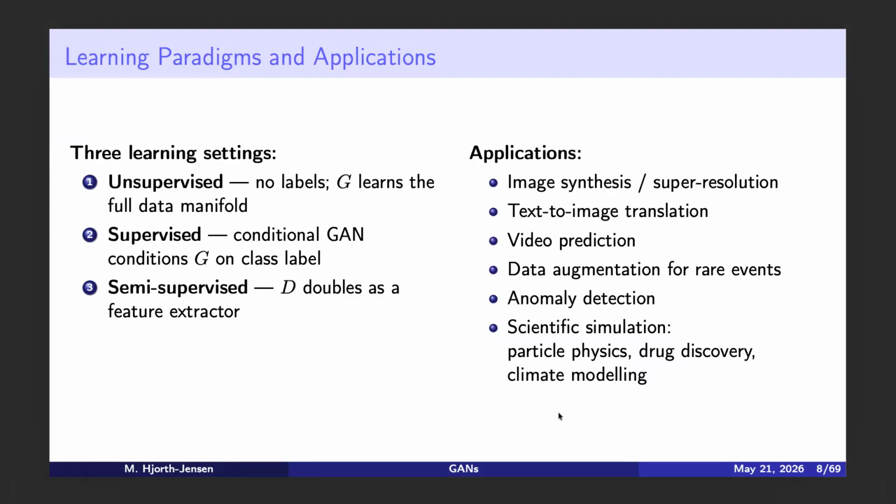It has been applied to image synthesis, text-to-image translation, and video prediction. It gives more blurred images than diffusion models. If you want very precise reproductions of images, diffusion models are the standard. And in scientific simulation, like particle physics, drug discovery, and also climate modeling, these are methods which have been used. For those of you doing particle physics, you may have encountered analysis of data sets using GANs.